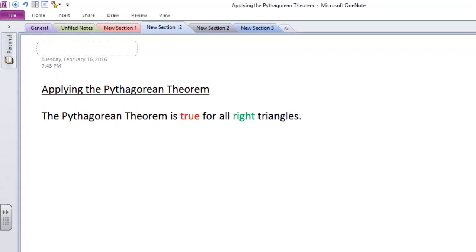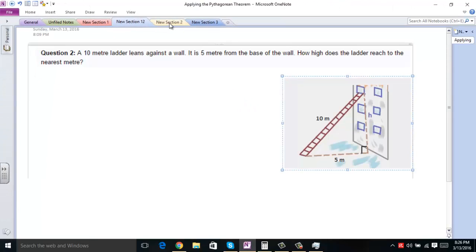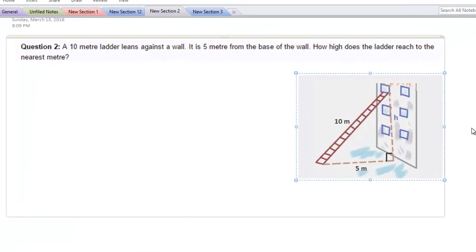Unit 8, Lesson 4, Applying the Pythagorean Theorem. We are saying the Pythagorean Theorem is true for all right triangles. That means as soon as you can see any right triangle, you can apply the Pythagorean Theorem. So let's see one type of problem.